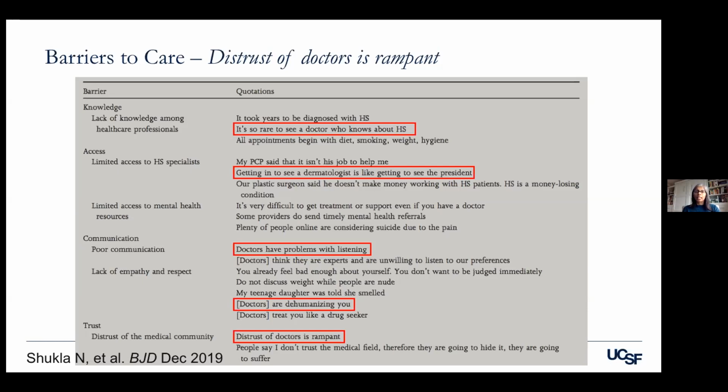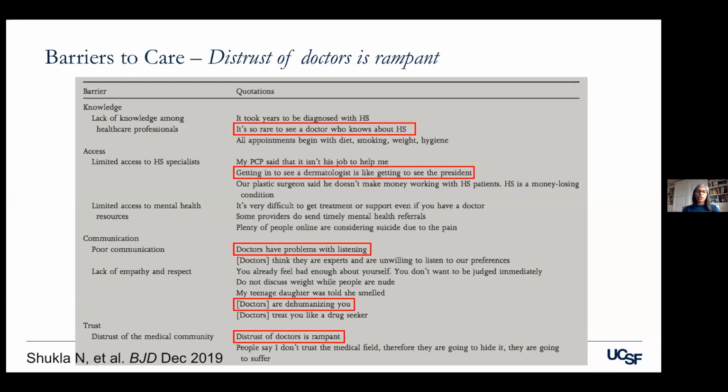And what we heard again and again were a few common themes. First, they said that there seemed to be just a lack of knowledge about HS among healthcare providers. And I think one key quote around that theme is that they stated it's so rare to see a doctor who knows about HS. Another key theme that came up in those conversations was a lack of access to providers who did know about HS. They said getting in to see a dermatologist is like getting in to see the president.